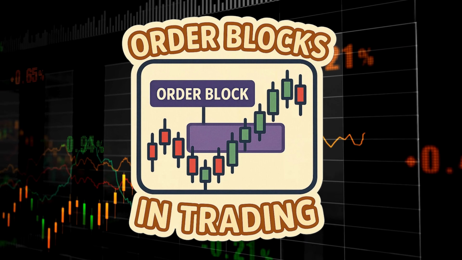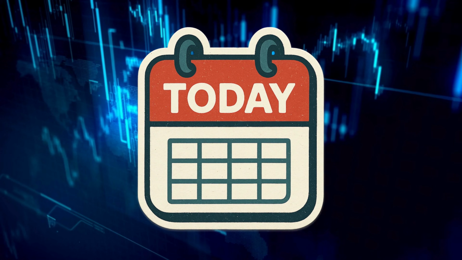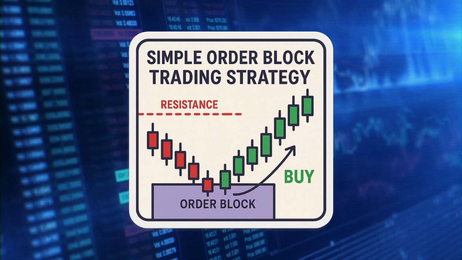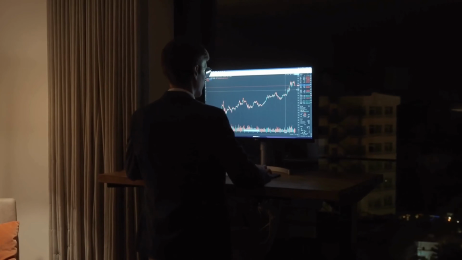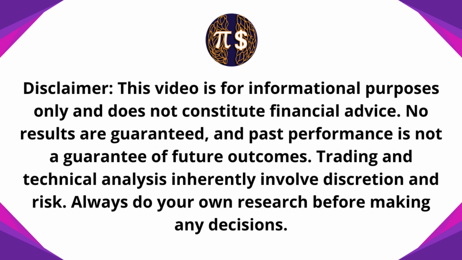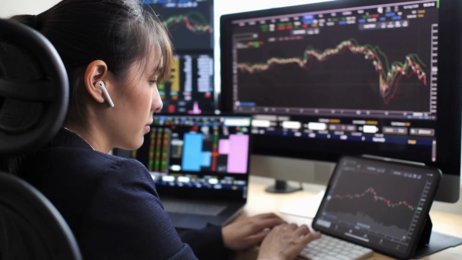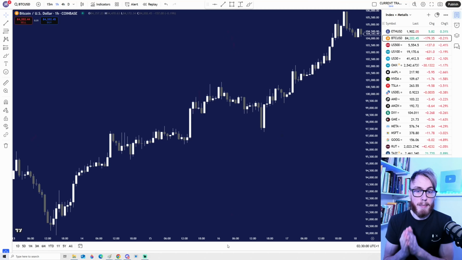Order blocks are a foundation of institutional trading. And today I'm breaking down a simple order block trading strategy step by step, including my personal TradingView setup and indicators. But alright, so now let's take a look at the order block trading strategy step by step.